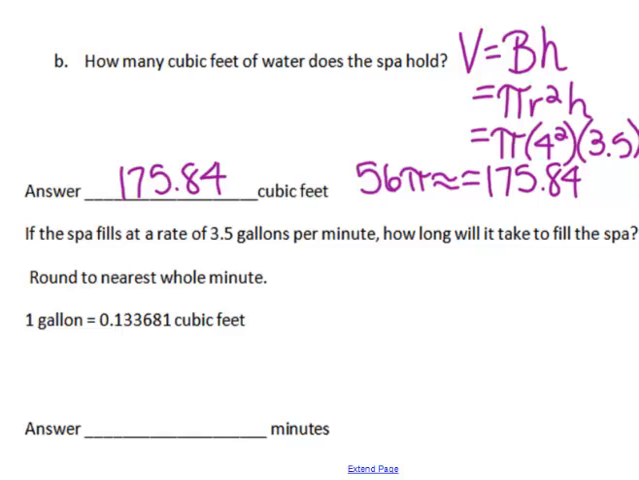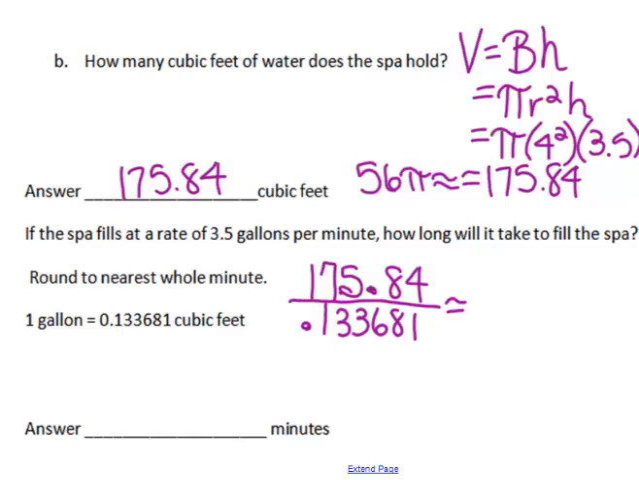The last question says that the spa fills at a rate of 3.5 gallons per minute. How long will it take? Well, the first thing that we need to do is figure out how many gallons of water are in the spa. And here's a conversion right here. It says that 1 gallon of water is equivalent to 0.133681 cubic feet. So we're going to take our total cubic feet of spa and divide it by the 0.133681. And when we do that, we discover that the spa has about 1,315.4 gallons of water.